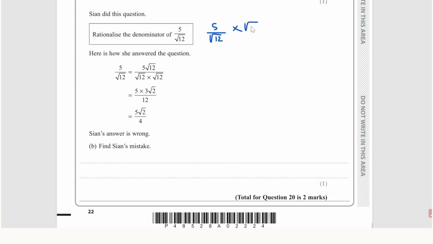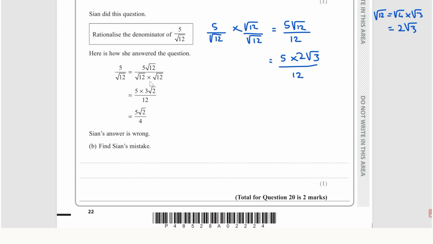so root 12 we're going to multiply by root 12 over root 12. We can simplify this after, that's fine. That gives us 5 root 12 over 12. And looking at her working out, she's done the same thing, 5 root 12 over root 12 multiplied by root 12. So that's fine. Now root 12 can be simplified. So it is the same as root 4 multiplied by root 3. That gives us 2 root 3. So now we will write 5 multiplied by 2 root 3 over 12. But here we can see that Sean has written 3 root 2 instead of 2 root 3. So that's where the mistake is.